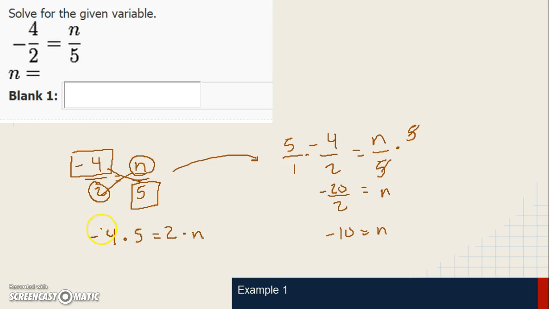And I can simplify this to negative 4 times 5 is negative 20. 2 times n is just 2n. And now I'm just going to solve for n by eliminating this 2. Since it's connected through multiplication, I know that if I divide both sides by 2, I'll be left with n equals negative 10. And you'll see that the same exact answer we got in the first way we solved it is the same exact answer we got the second way. And when I type this into the answer blank, I don't need to type n equals because it's already given to me.